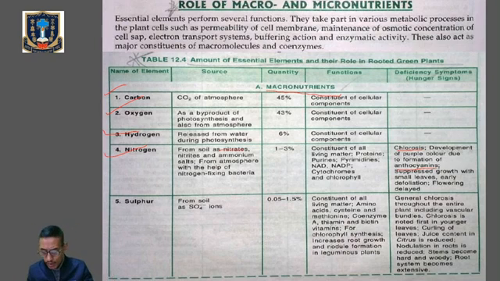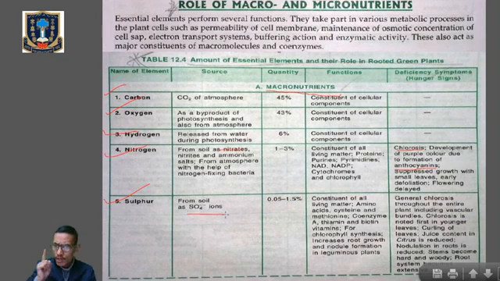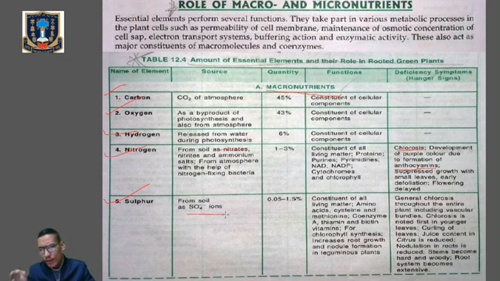Now next one, we will talk about sulfur. First, sources. Sulfur is mainly obtained from the soil in the form of divalent sulfate ions. The quantity is nearly about 0.05 to 1.5%.